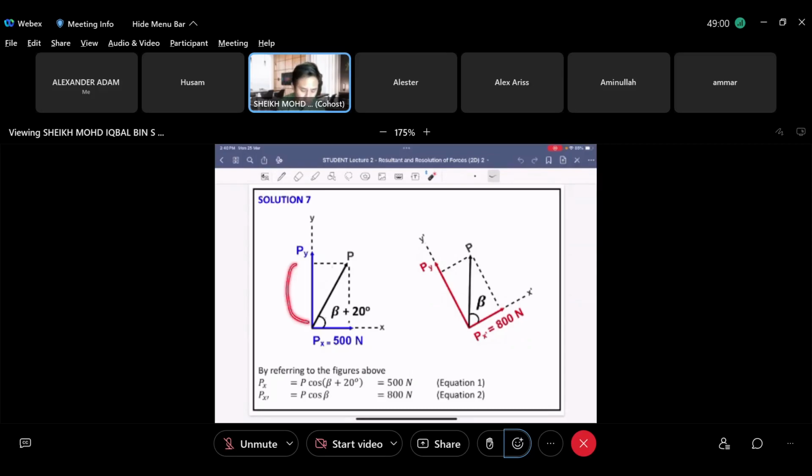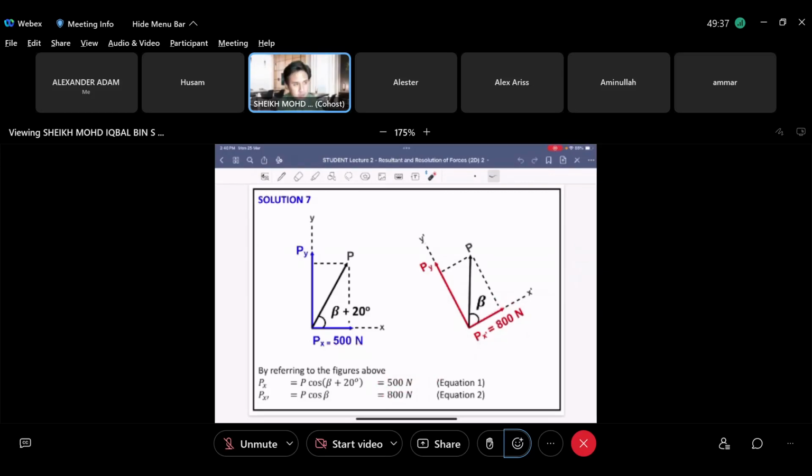We do not have any Y data for both of these, but we have data in the X direction, right? So we list it out. So P cos(beta + 20 degrees). Okay, so this is this one. We use cos because adjacent over hypotenuse, right? Adjacent here. So 500 Newton. Next one is this one. So P x prime is equal to P cos beta, right? So it's equal to 500 Newton here, equal to 800 Newton here, right?